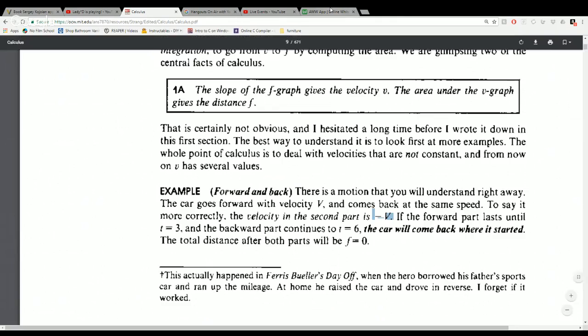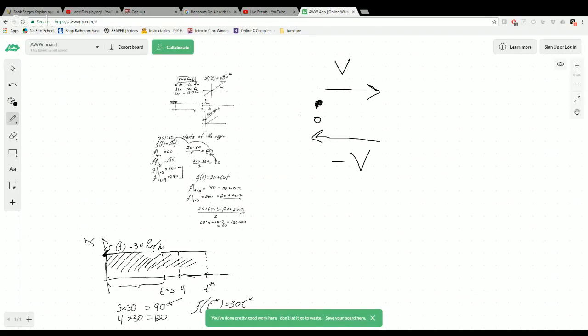If you're traveling at a constant speed, it takes you 3 hours to get to this end of the right motion. So to this end took you 3 hours. And then it takes you 3 more hours to get back here.